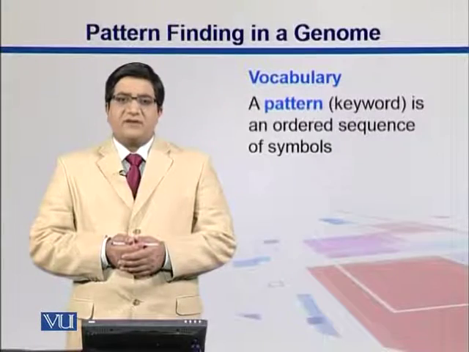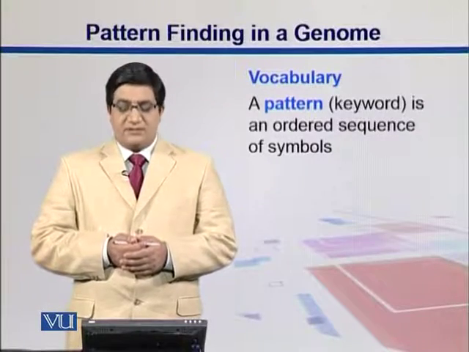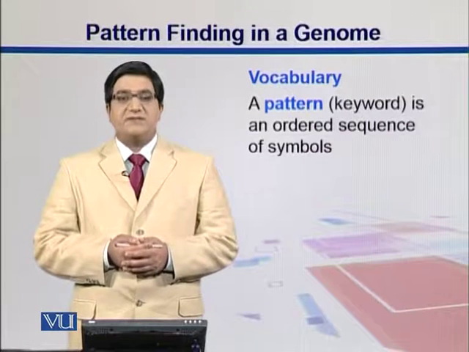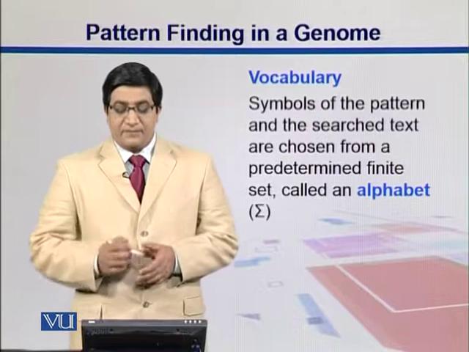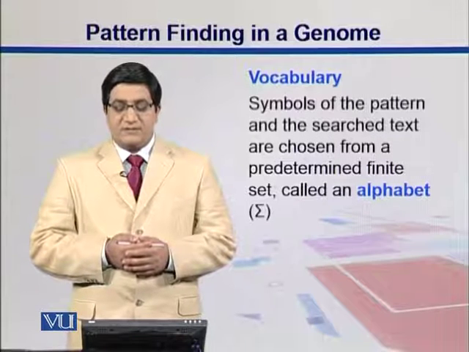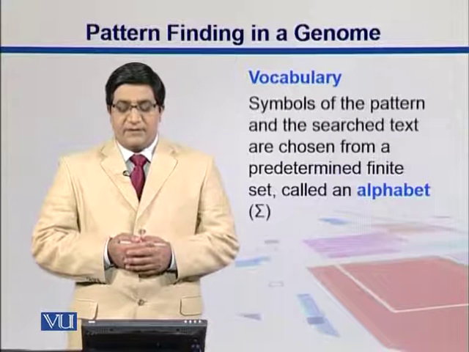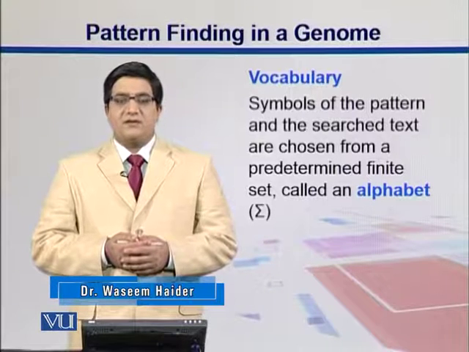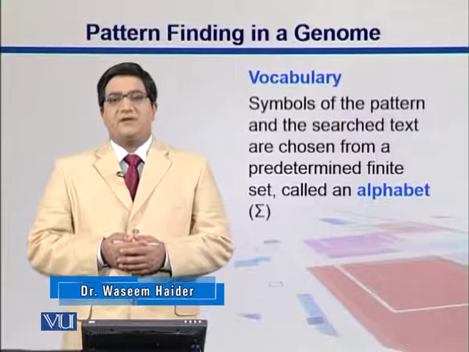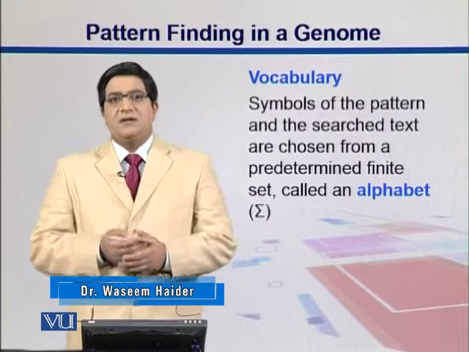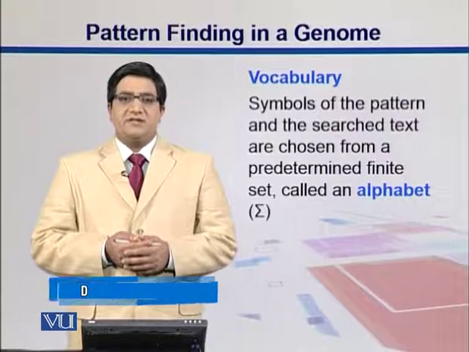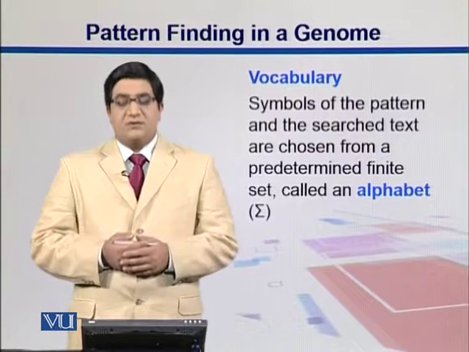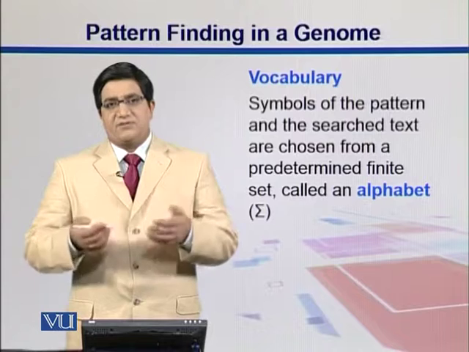So let's see what pattern finding is. A pattern or a keyword is basically an ordered sequence of symbols, and the symbols of the pattern and the search text are chosen from some alphabet. For example, for DNA the alphabet is A, G, T, C. For proteins, we have an alphabet of 20 amino acids. So a pattern can be anything derived from these symbols.